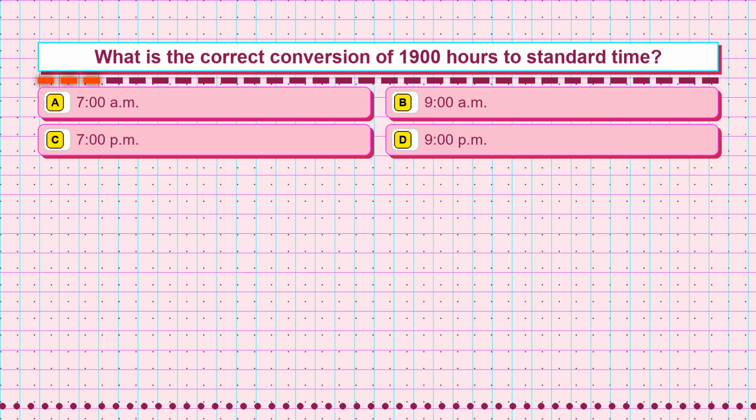Question 81. What is the correct conversion of 1900 hours to standard time? Option A, 7 a.m. Option B, 9 a.m. Option C, 7 p.m. Option D, 9 p.m.